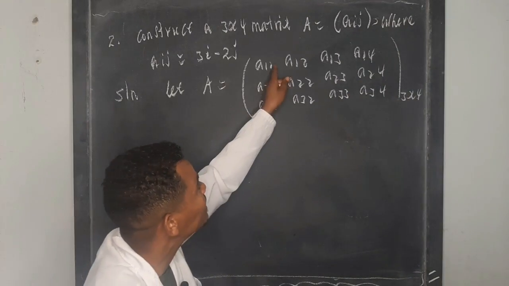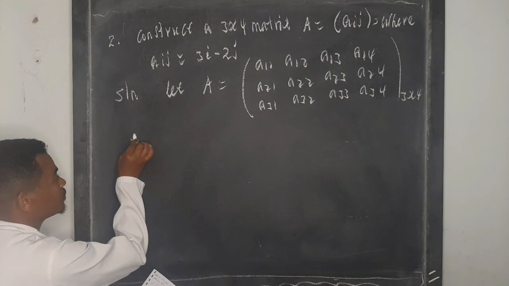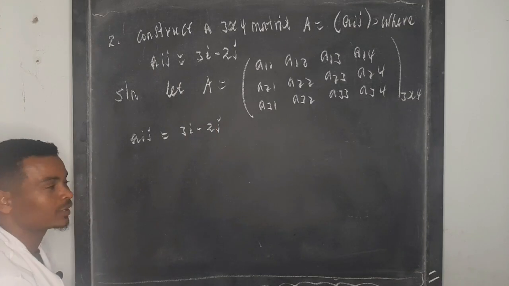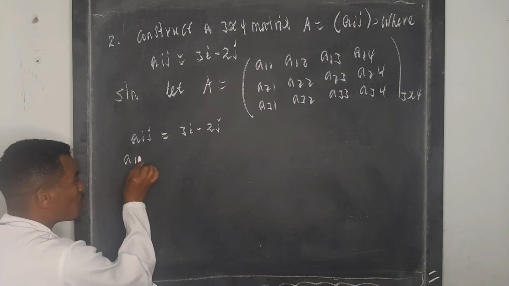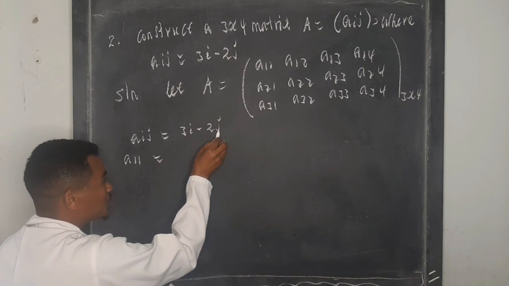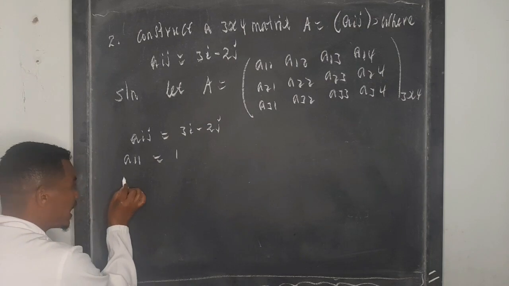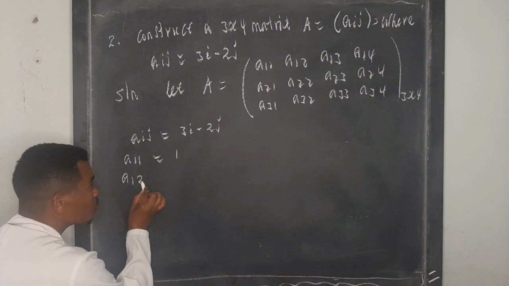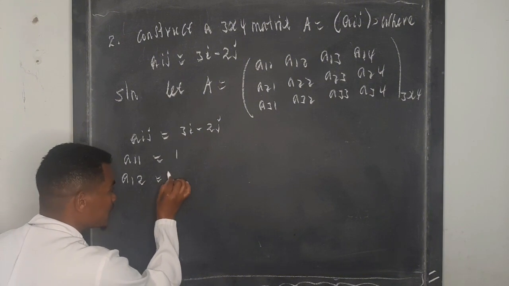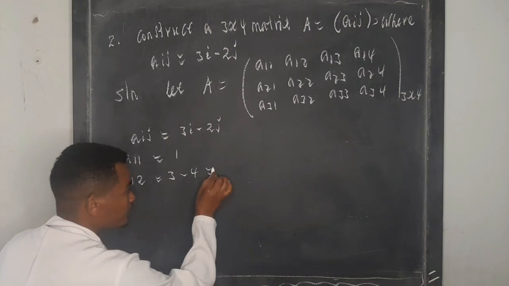So how can we find the values of each entry? It's defined that aij is equal to 3i minus 2j. So based on this, a11 is equal to 3 times 1 is 3, 2 times 1 is 2, 3 minus 2 is 1. a11 is this one. If a12, then 3 times 1 is 3, minus 2 times 2 is 4, then 3 minus 4 is minus 1.